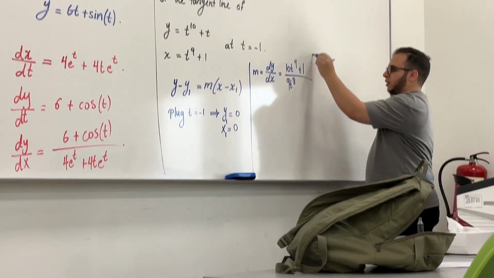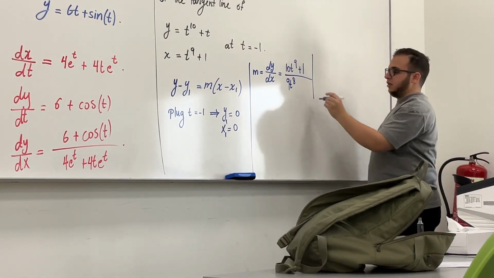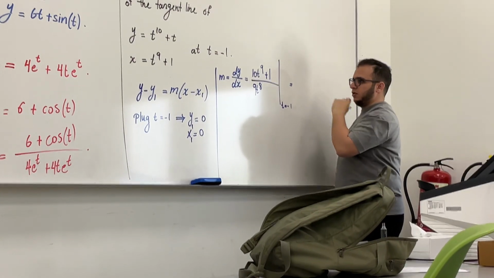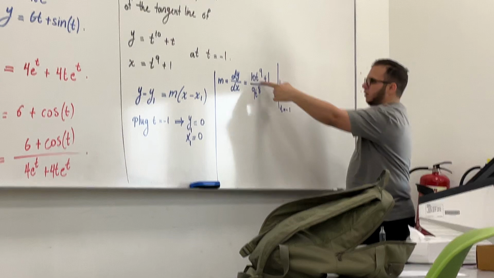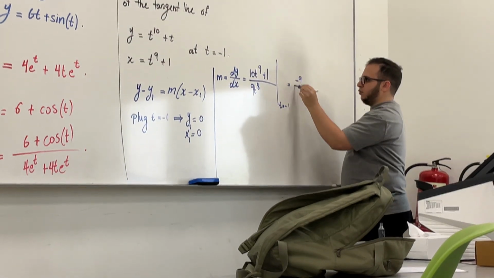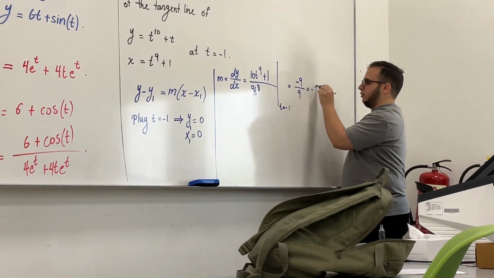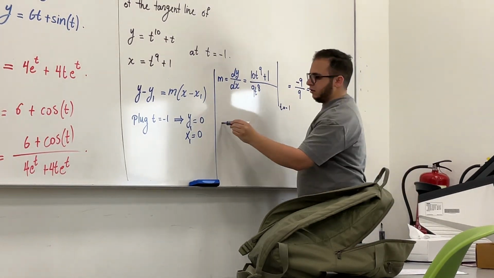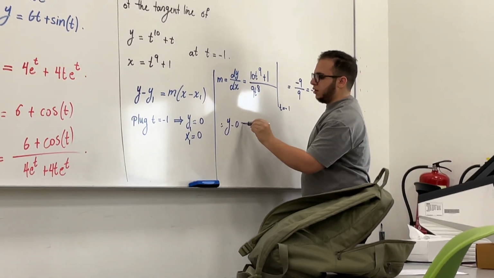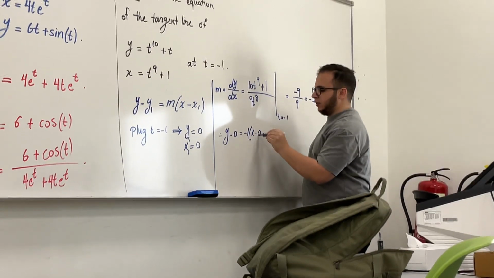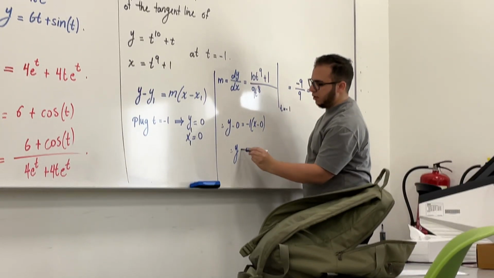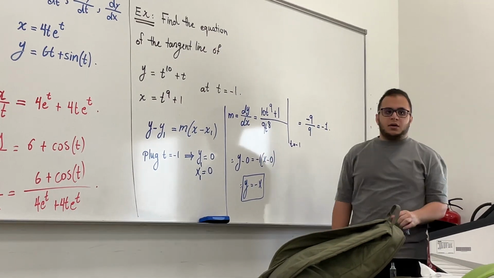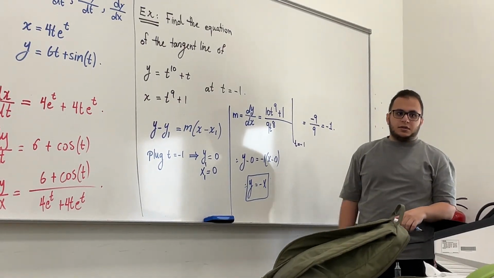Here dx/dt. And then you need to plug in the point, t equal minus 1. So how much do you get? This is minus 9 over 9, that's minus 1. So finally, y minus y1 equal m, x minus x1, so you're telling me y equal minus x. Any questions? Okay.